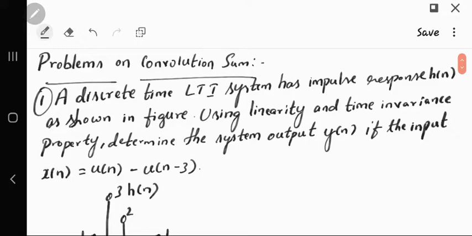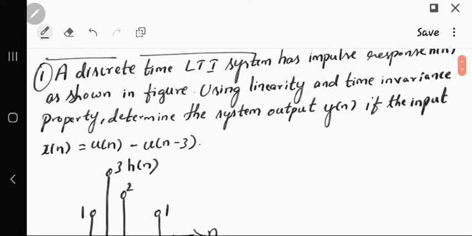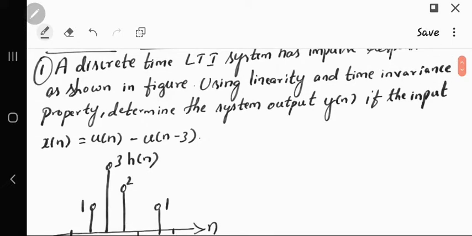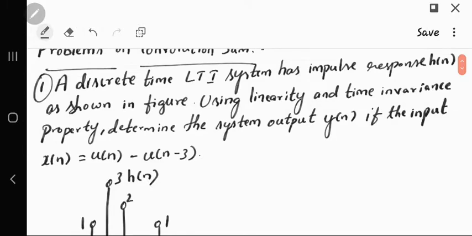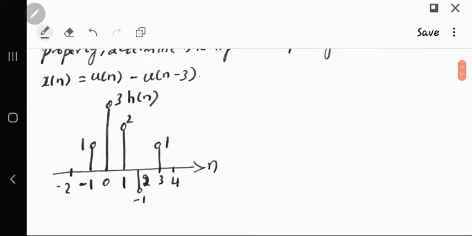So in the previous video, we derived the convolution sum, and the properties of convolution sum have been derived with the proof. So here we have to find the system output y of n given h of n, that is the impulse response they have given. That means this diagram, you can see this. So this is given. This x of n is not given, they have just expressed x of n is equal to u of n minus u of n minus 3.